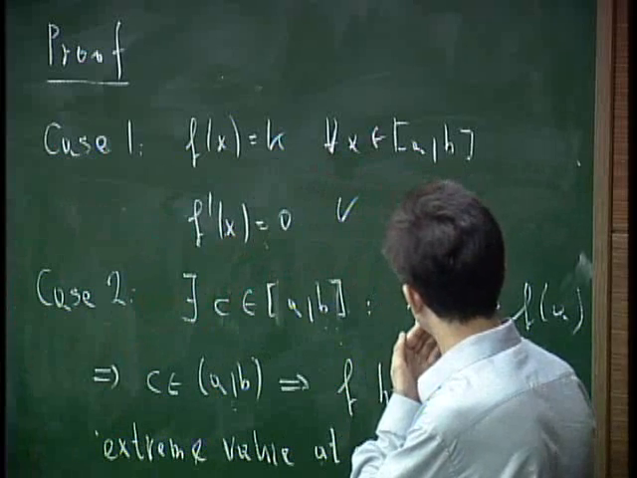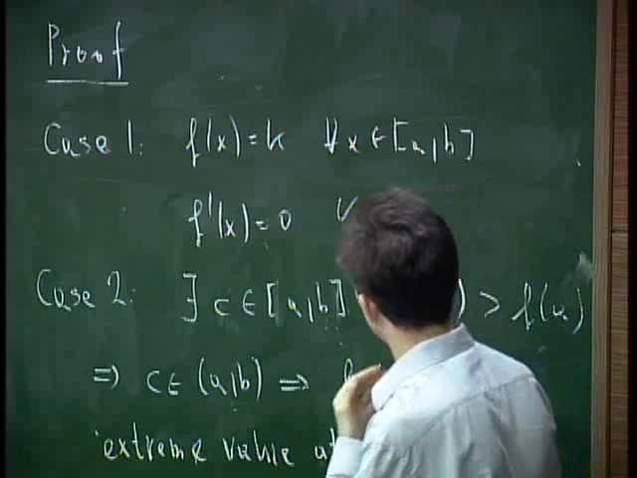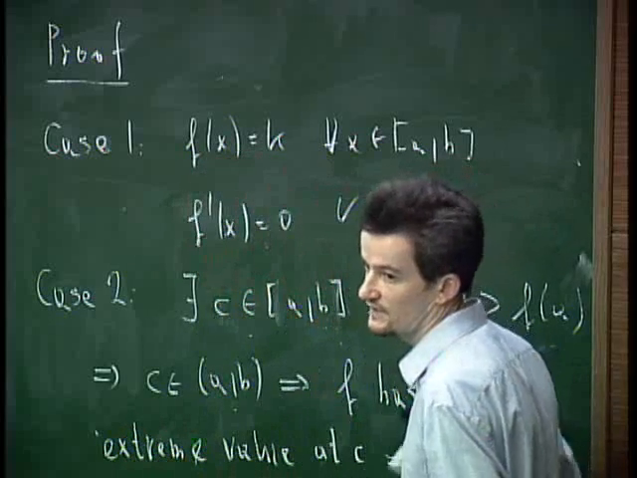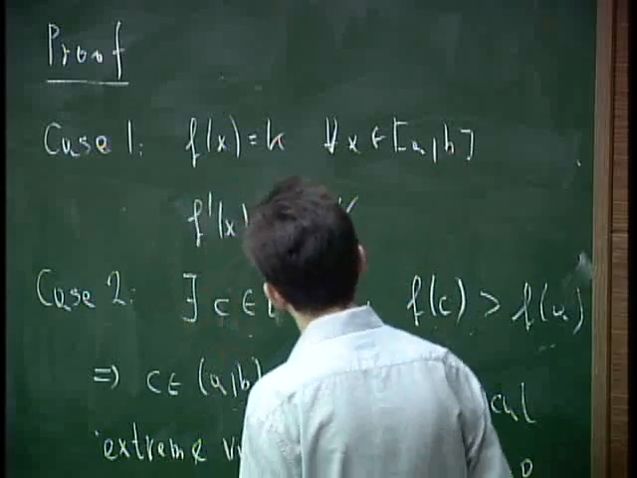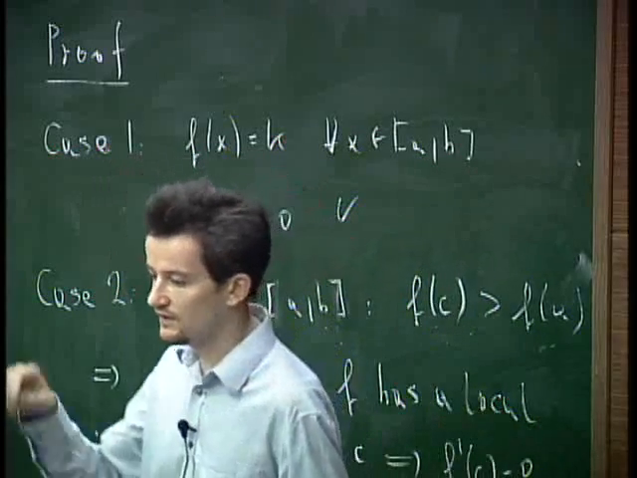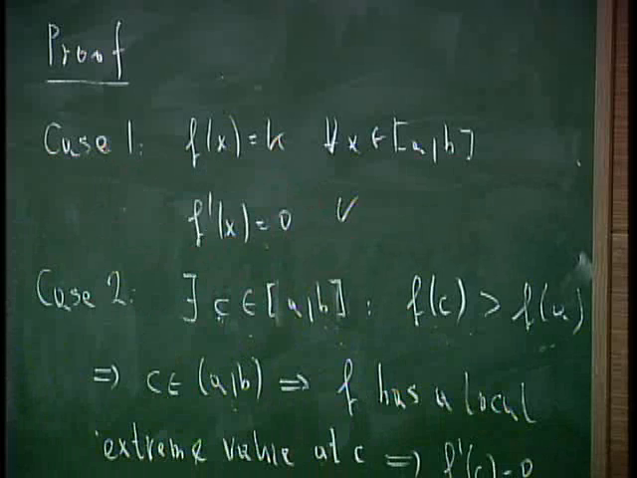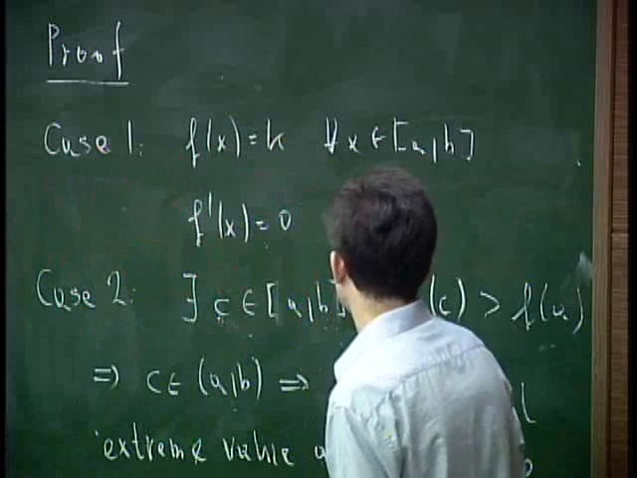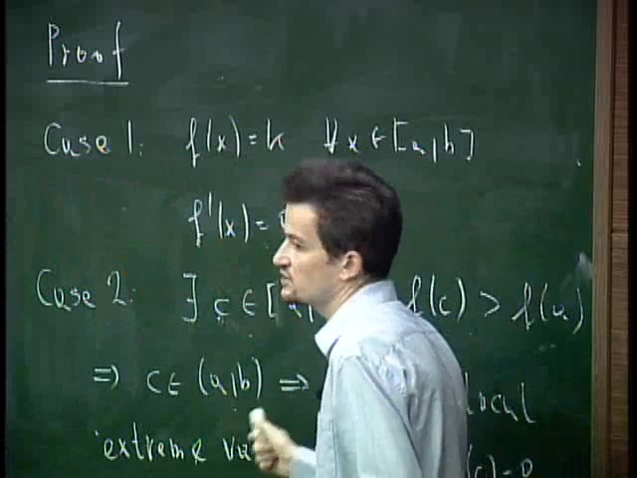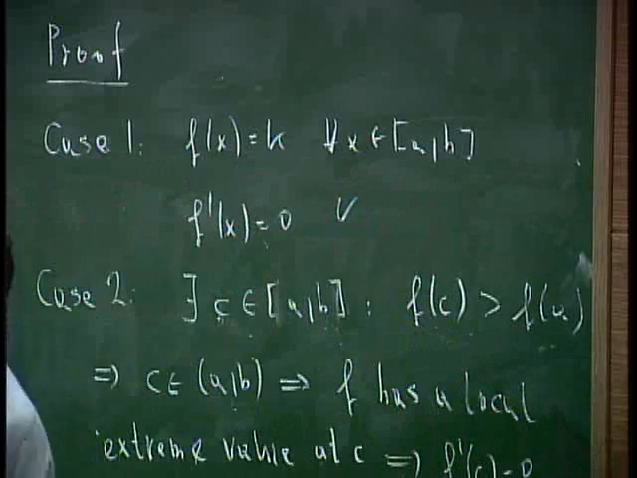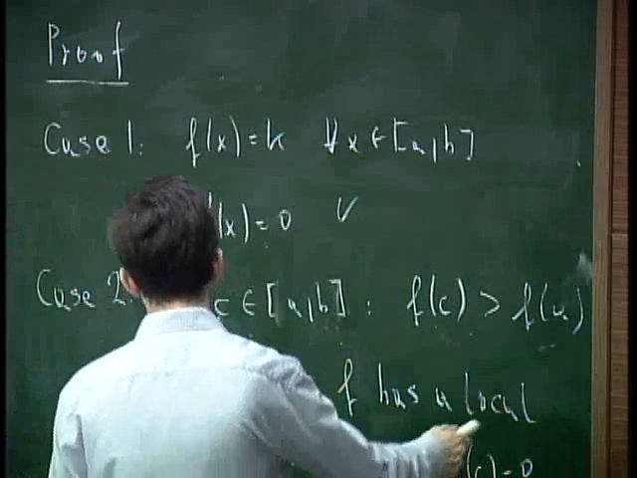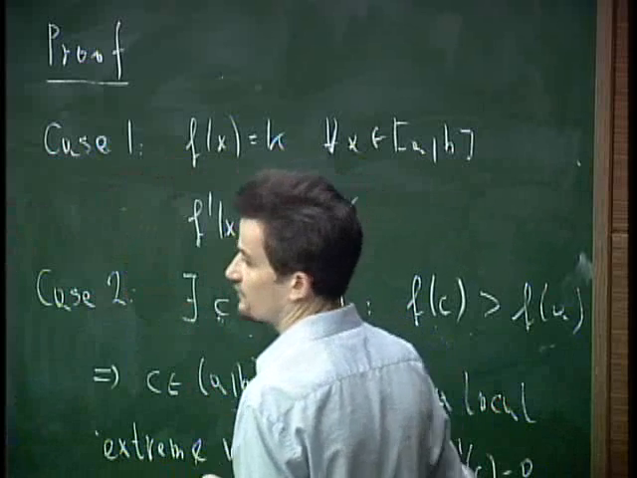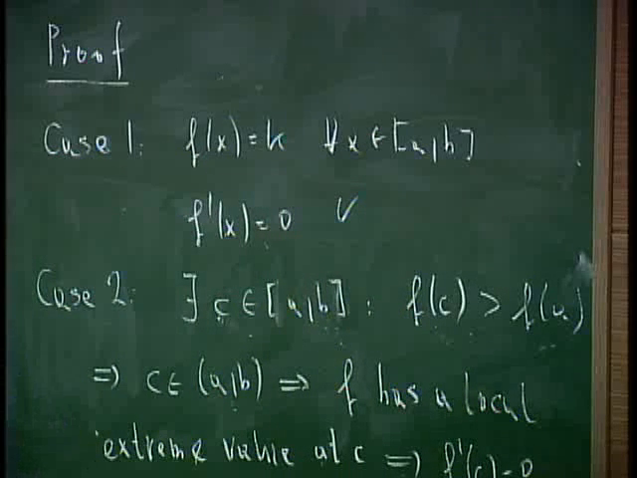And you use the same way of reasoning in the third case where you have a C in the interval AB where f of C is smaller than f of A. Then again, you choose the absolute minimum. The absolute minimum must be inside the interval. So this means that the absolute minimum is not only an absolute minimum but also a local extreme value, and then since the function is everywhere differentiable, the derivative must be equal to 0.